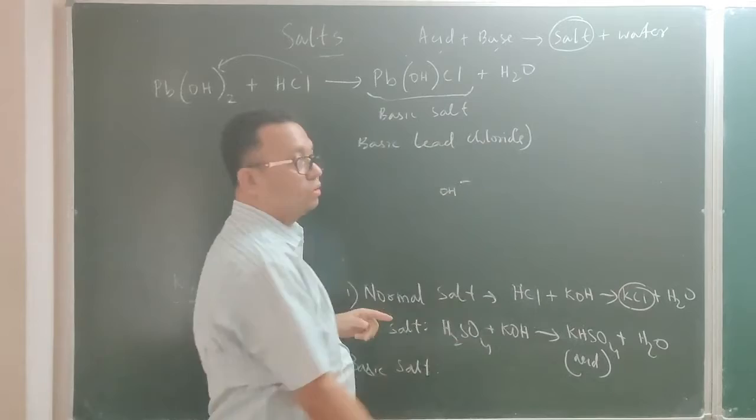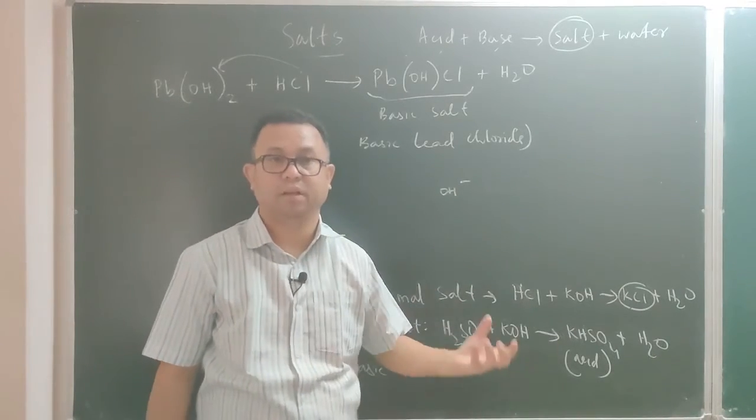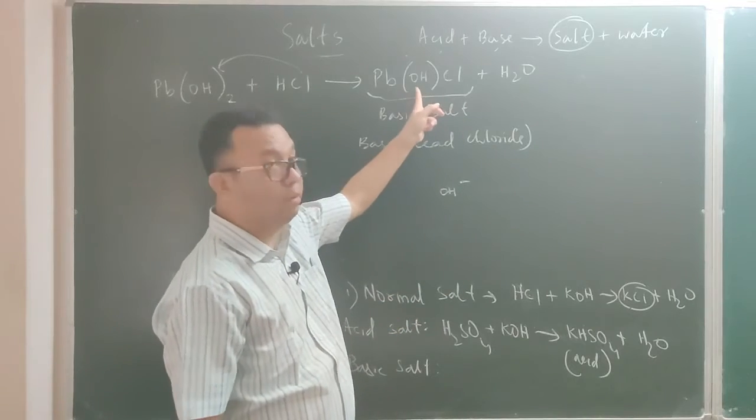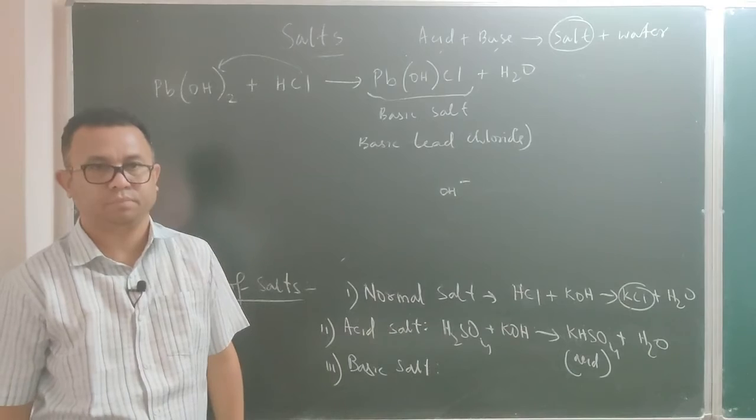Since one of the ions produced will be the hydroxyl ion, and since the hydroxyl ion is the characteristic property of a base or alkali, that is why it shows the property of a base.